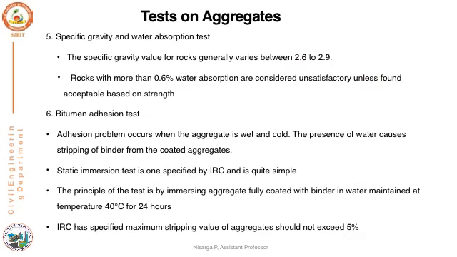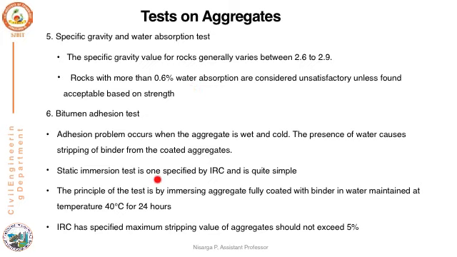The next property is the specific gravity and the water absorption test. For aggregates, specific gravity and water absorption can be determined using the pycnometer method or the wire basket method. When tested using either method, the specific gravity of the aggregate should lie between 2.6 and 2.9. Aggregates with specific gravity within this range are sound enough and are recommended for road construction work. Similarly, the water absorption value must not exceed 0.6% for the aggregates used in road construction work.